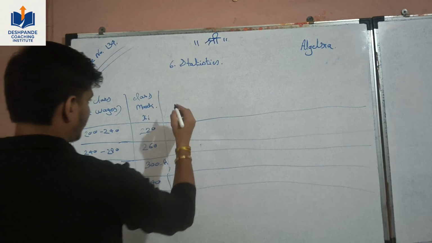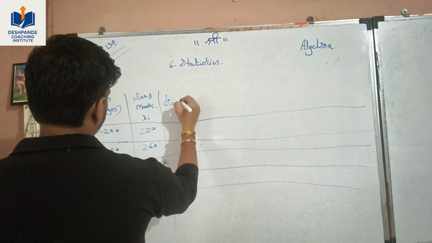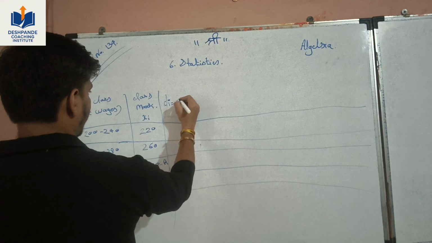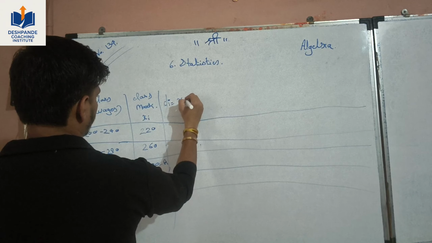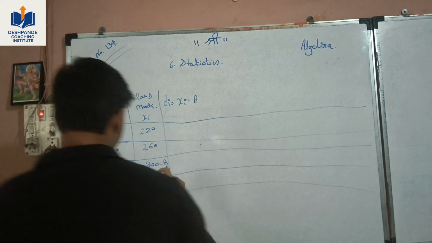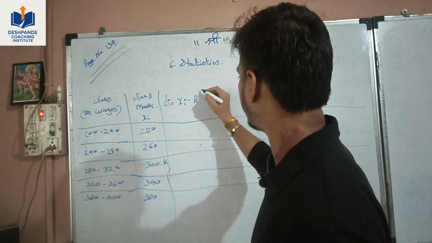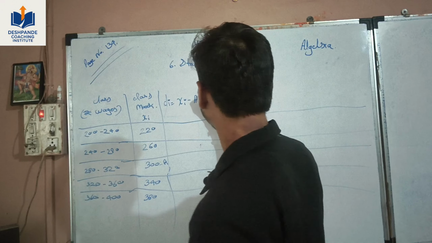So next column will be deviation. Deviation is denoted as di. Di is equal to xi minus A. So minus A value, we have given the value of A, which is 300. So we have to take the di. Di means the deviation.